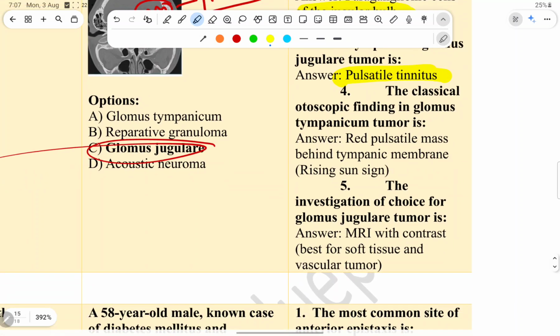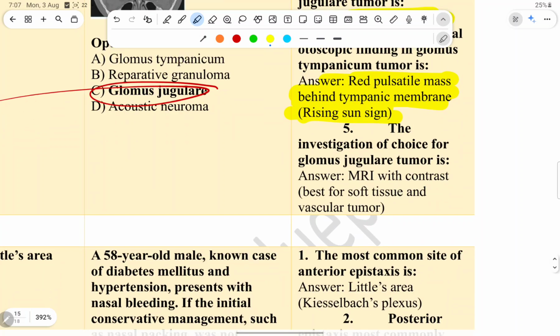We have read the classical otoscopic finding is a red pulsating mass behind the tympanic membrane, which is called the rising sun sign, an important part. The investigation of choice for glomus tumor is MRI, which is best for soft tissue. Since MRI is done, MRI helps in easy soft tissue evaluation. Okay, so glomus tumor is important.